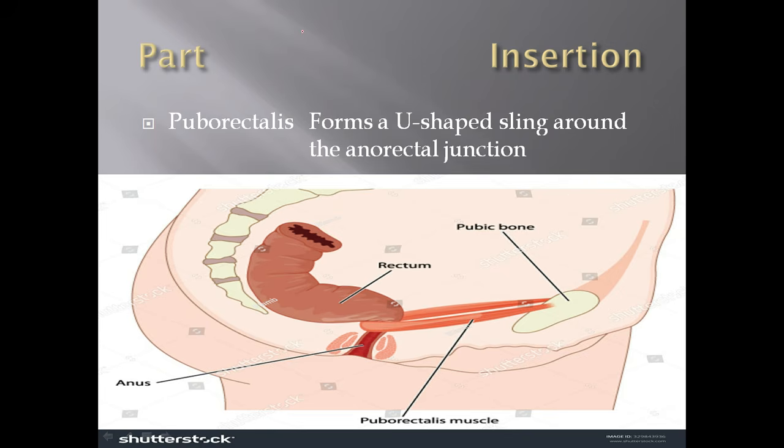So now we'll be moving to parts of the levator ani muscle and their insertion. We'll begin with the puborectalis, which forms a U-shaped sling around the anorectal junction. So this is the anorectal junction where the rectum and the anus come to merge together. So this is the U-shaped sling. It goes this way and passes like this. So that's where it's inserted.